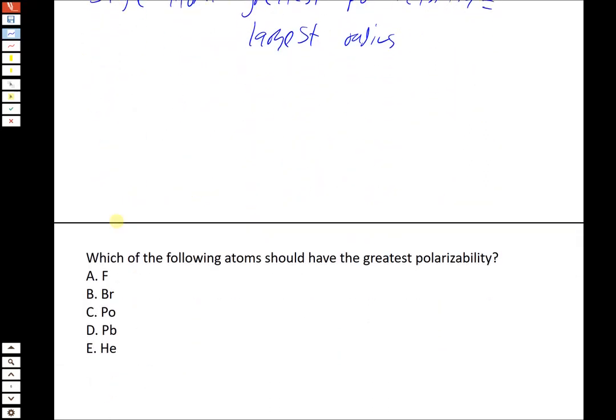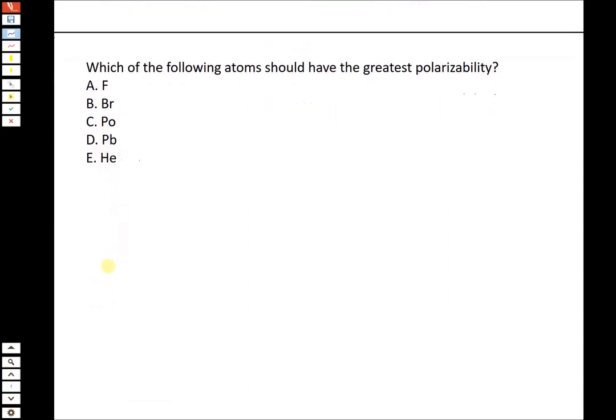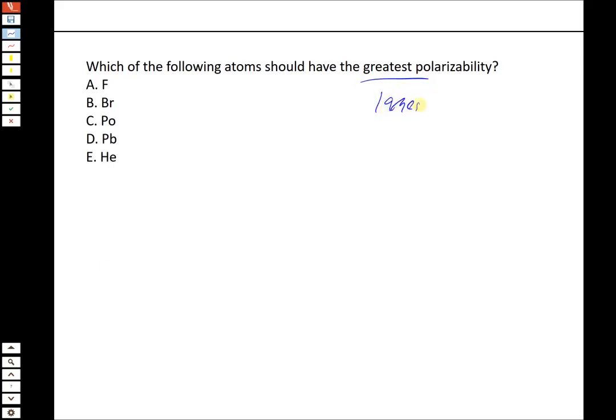The next question is basically the exact same concept, so I'll go ahead and just do it. Again, now here though we're looking for greatest polarizability, which means you want the largest atomic radius. With the largest atomic radius, the electrons will be furthest away from the nucleus, and they'll be better able to distort. So we have fluorine, bromine, polonium, lead and helium, and we're looking for this time the biggest radius of those ones.